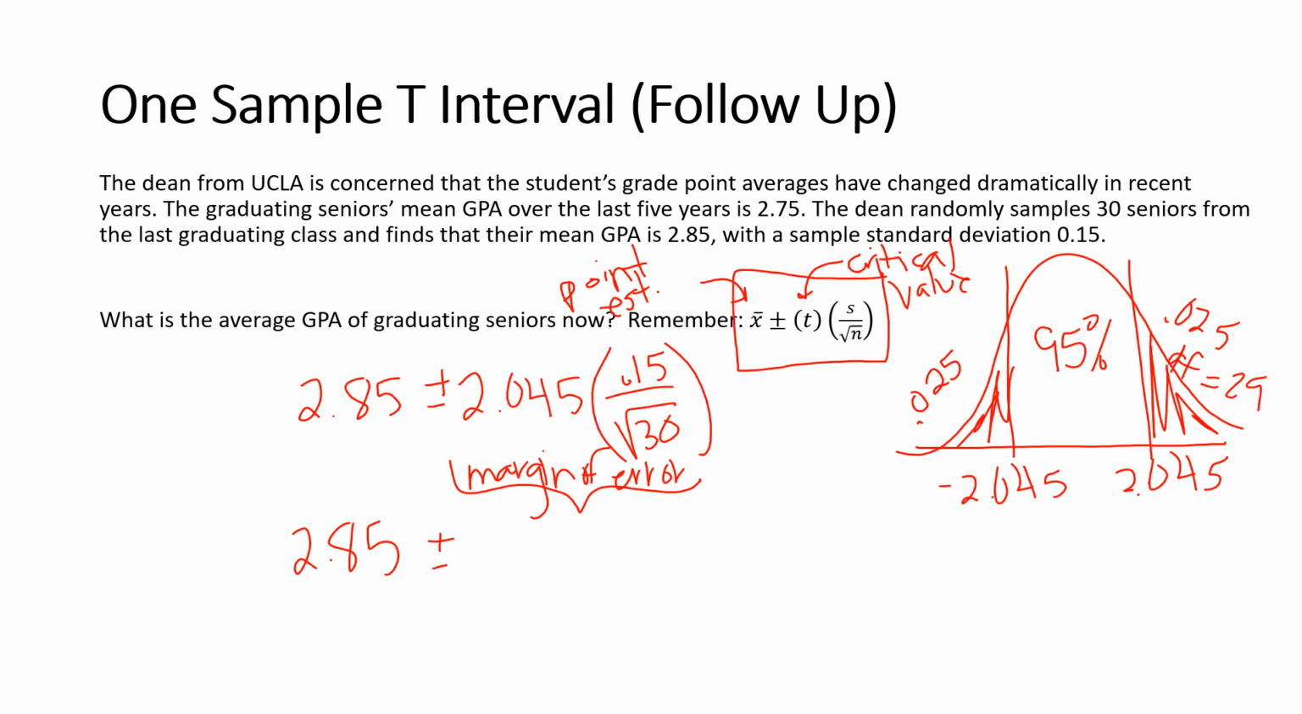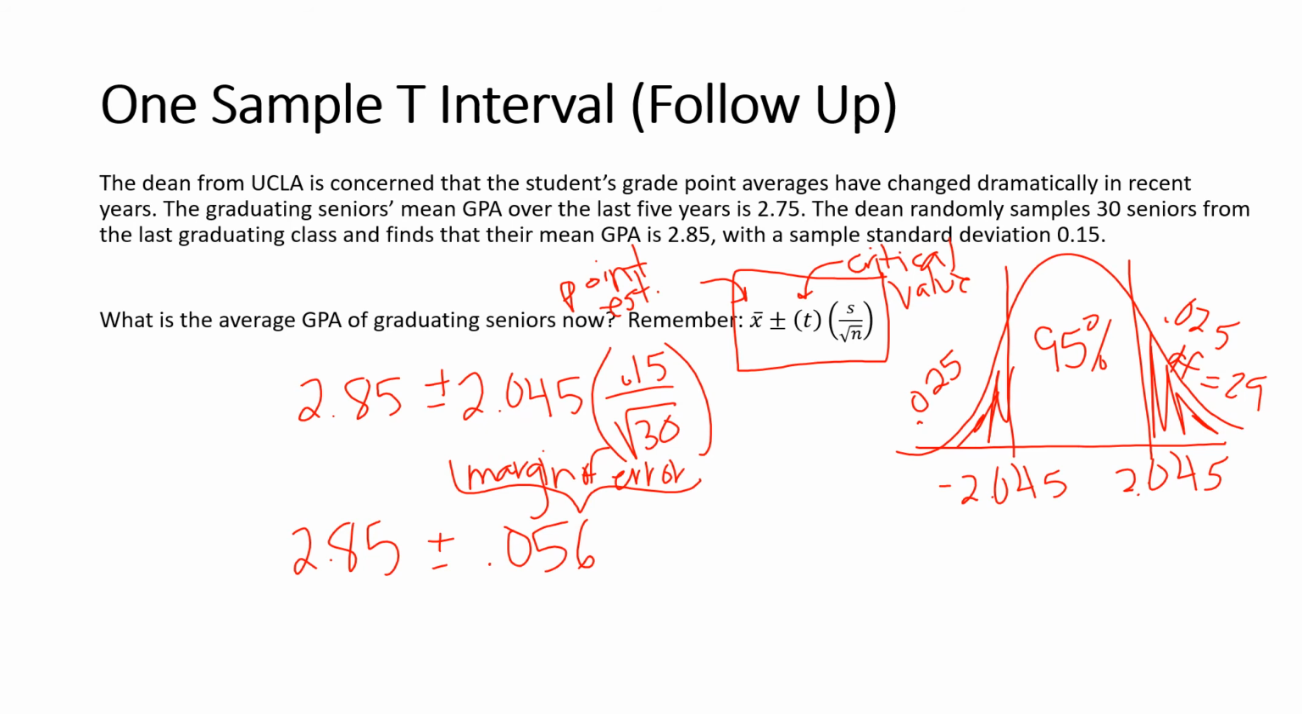So the margin of error, I'm typing this into my calculator, 2.045 times 0.15 over the square root of 30 is 0.056. That's the margin of error. And what that means is the kind of wiggle room around that point estimate.